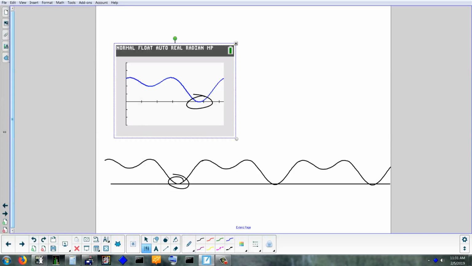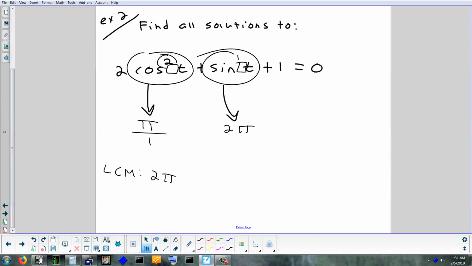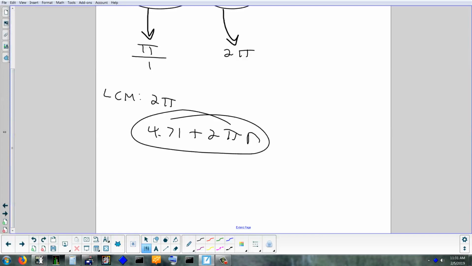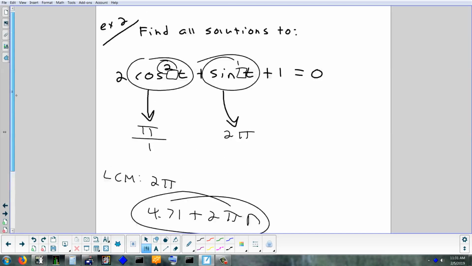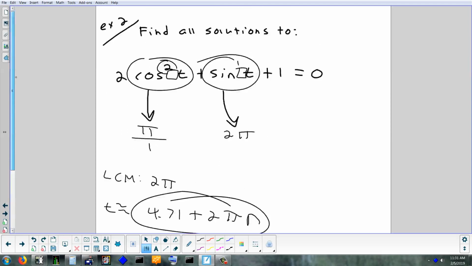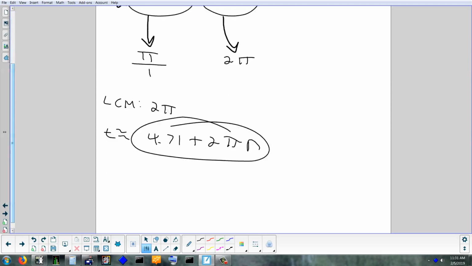But once you have this one, the distance between every answer is exactly the same. They're all 2 pi apart. That's why you put plus 2 pi in. So 4.71 plus 2 pi n. You have to write as many answers as you see on the screen. This one only had 1. Okay, questions on it?